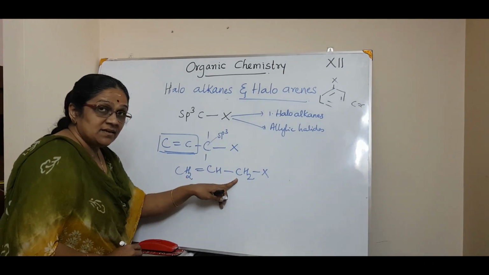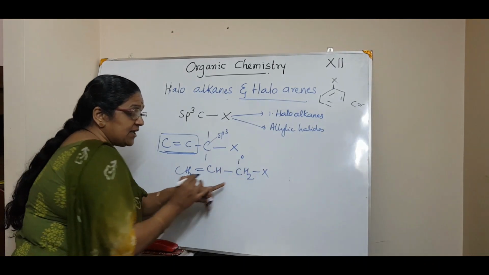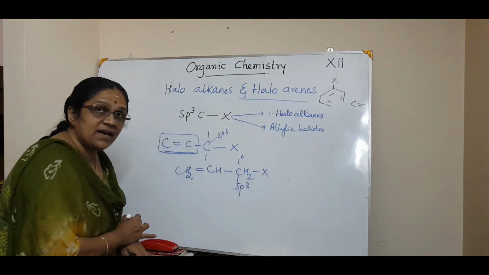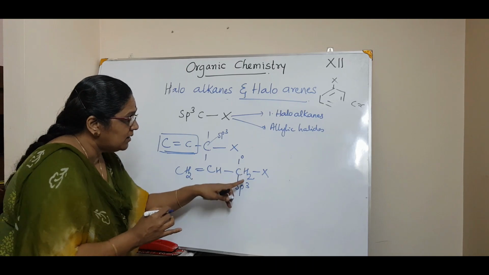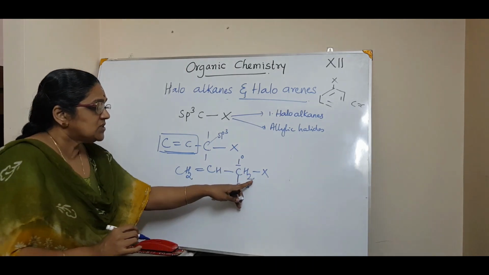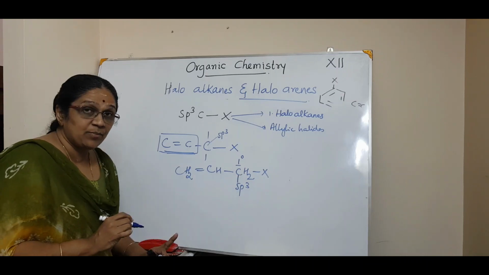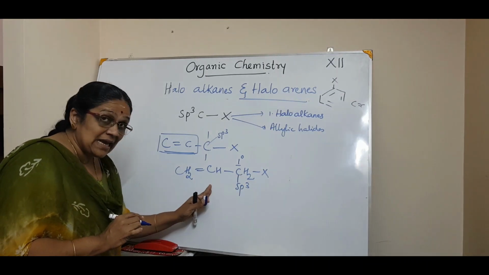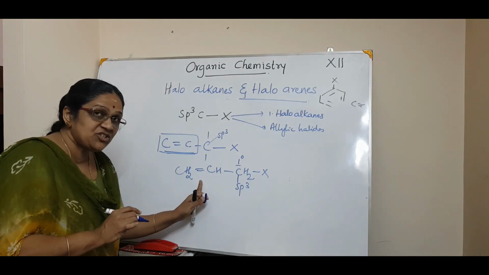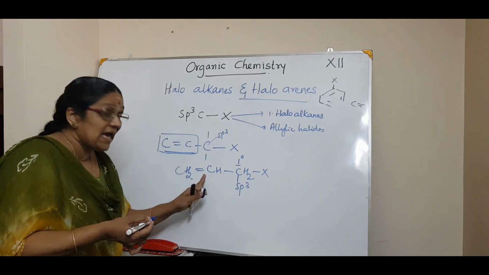What is this? This is a primary carbon atom, isn't it? And this carbon atom is in an sp3 hybridized state, because all the bonds are single bonds. Now this is called an allylic halide. That's a common name, not IUPAC, but generally you say it as an allylic halide.